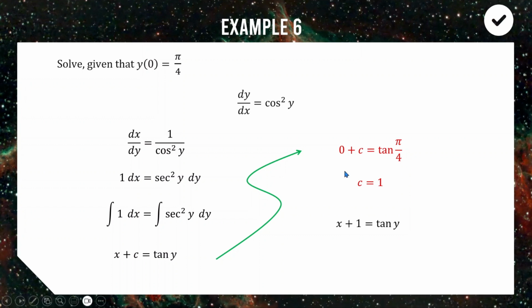Okay, we can put that back in over here, and then just for a bit of practice, we will make y the subject. We have tan y, but we want to get y. So in order to get rid of the tan, we're going to have to do inverse tan. So we get y is equal to inverse tan of x plus 1 as our solution to this differential equation.